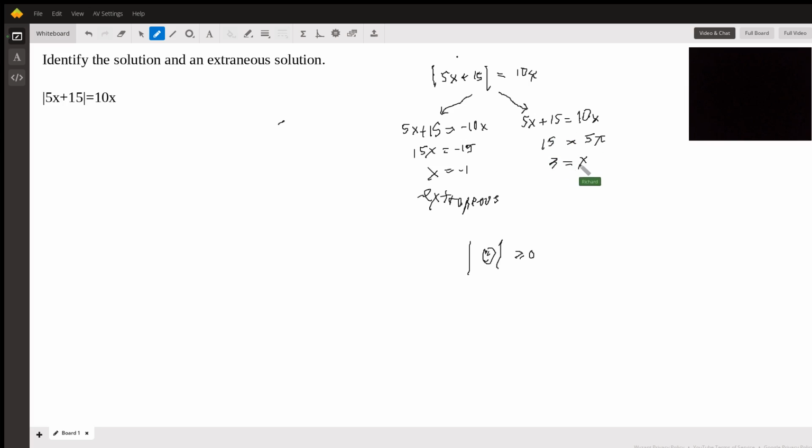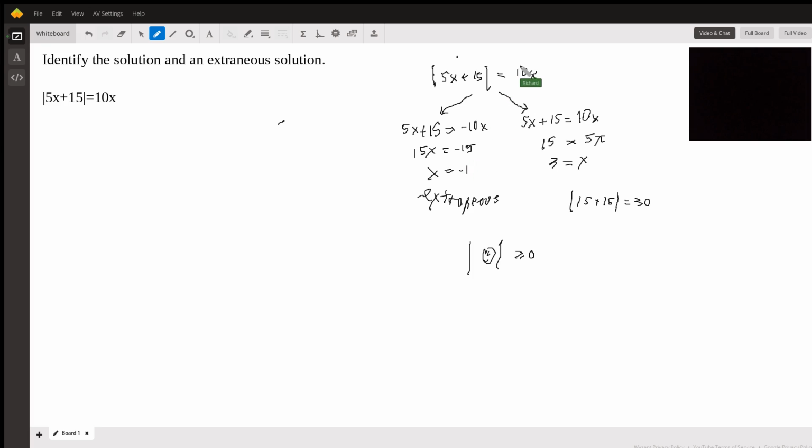And when we plug 3 in, everything's good. So we're going to plug in 3, you're going to get 15 plus 15 inside the absolute value equals 30, and that works just fine. But you cannot have an absolute value equal to negative 1.